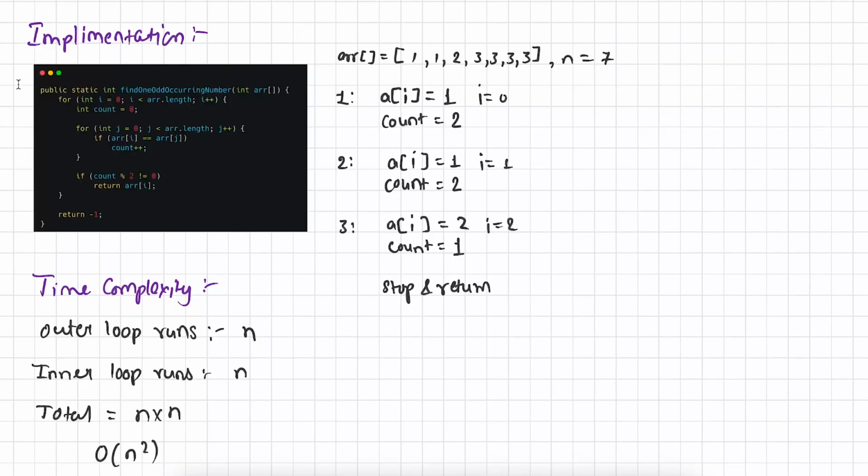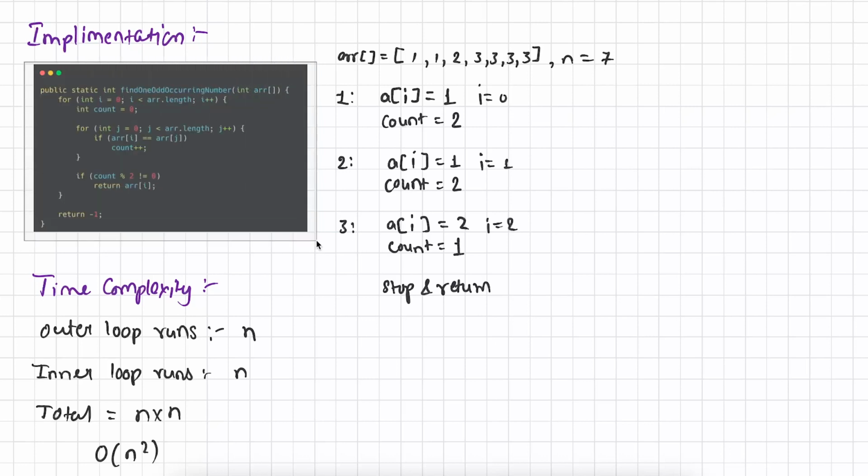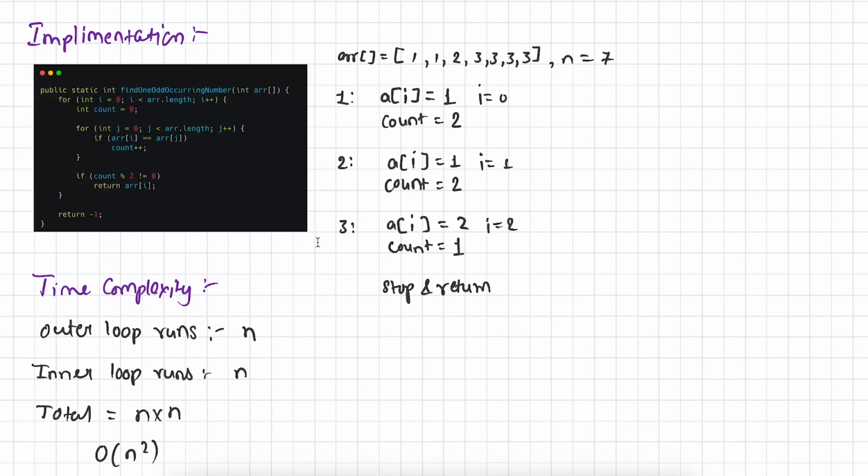This is the implementation of the idea discussed above. We have a function findOddOccurringNumber, and this function accepts an array. We are running a loop from 0 to less than array.length. If the array has 7 elements, then we are running a loop from 0 to 6. Then we initialize a counter to 0. Then we again run a loop from 0 to 6, and we check if array of i is equal to array of j or not. If it is equal, then we simply increment the count by 1, right?